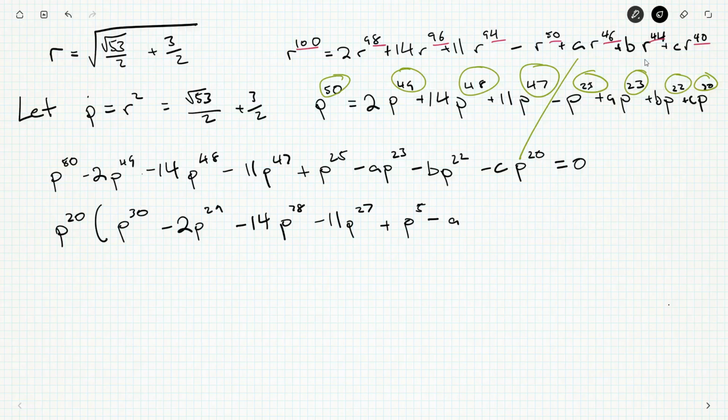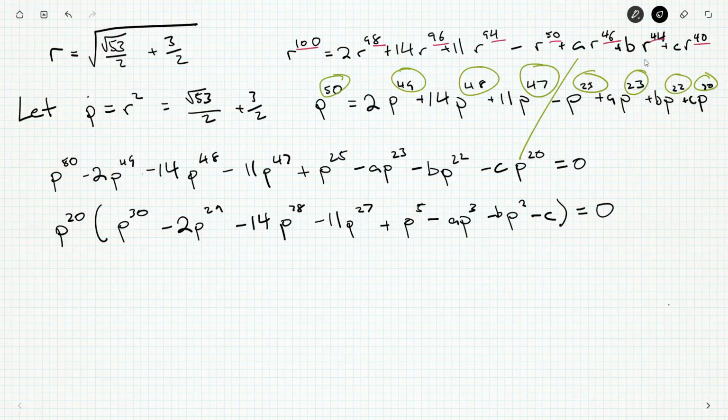Now, p to the 5, that's a slightly more manageable thing. P to the 3, yeah, we can definitely work with that, minus bp squared. I can certainly work... Actually, squaring p might get rid of the root 53 or something like that. And minus c, and it doesn't have a power of p with it. It's got p to the 0.